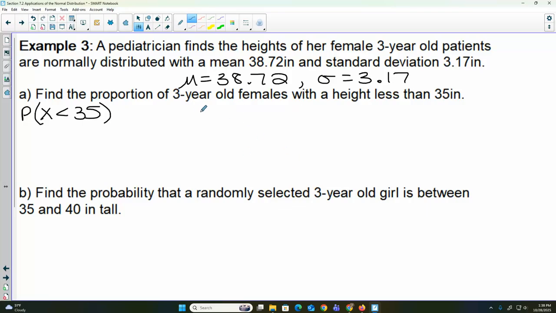We have to convert 35 into the z-score so that we can look it up on the table. So z is our value minus the mean divided by standard deviation. By the way, I'm still missing a calculator, so please check if you left with that.